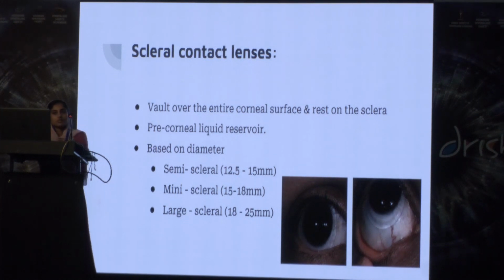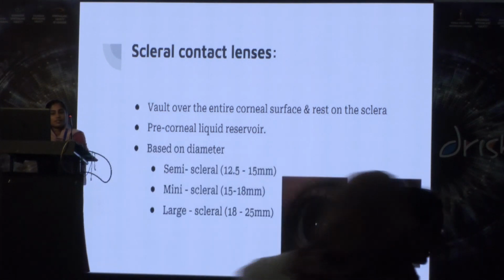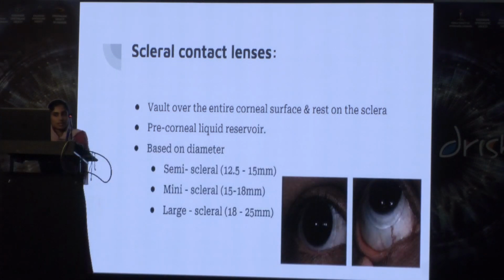Coming to the introduction, scleral contact lenses vault over the entire corneal surface and rest on the sclera. The unique feature of scleral contact lenses is that they have a precorneal liquid reservoir, which neutralizes the irregular astigmatism and confers a moist environment to the cornea, thus protecting it from exposure to air and from the friction of blinking. The Scleral Lens Education Society classified scleral contact lenses into 3 types based on diameter: semi-scleral, ranging in diameter from 12.5 to 15 mm, mini-scleral lenses with diameter 15 to 18 mm, and large scleral lenses with diameter 18 to 25 mm.